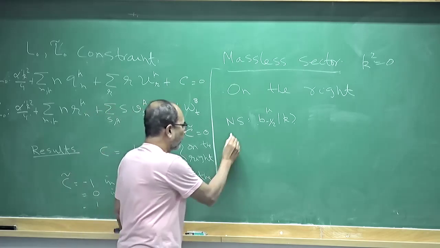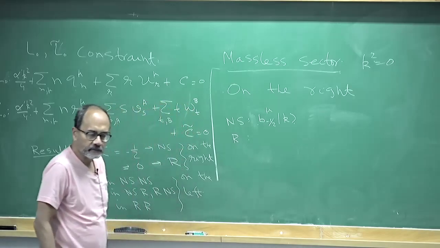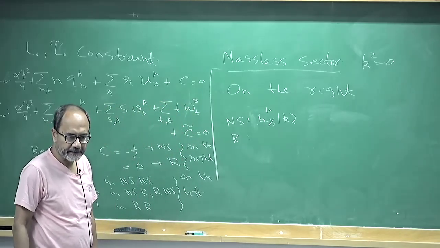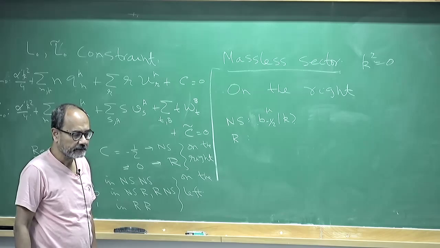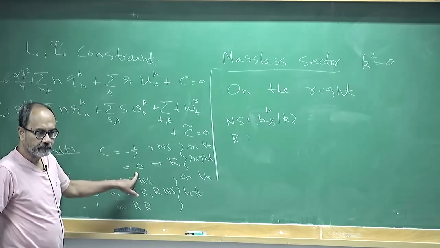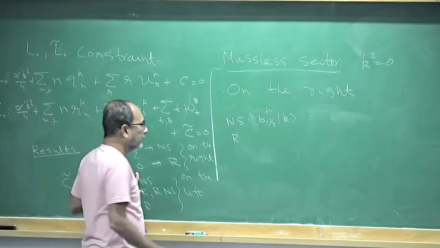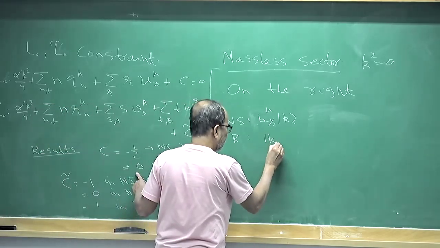In the Ramond sector, what are the massless states? It comes from the Ramond ground state. In the Ramond sector, c is 0, so you cannot apply any oscillator. It just comes from the ground state. So it's basically the spinor.